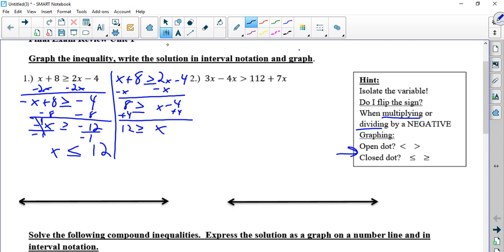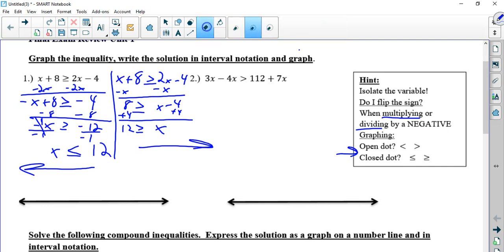Now, what the problem is here is a lot of times, when the letter's on the right side, the one downside is people want to graph this way, but they want to graph this way if the x is on the left side. And you can't do that. That's not how it works.